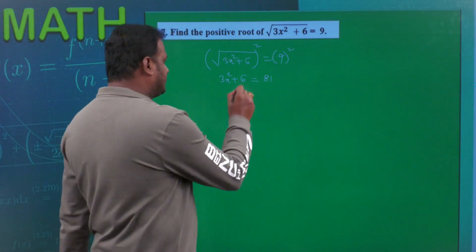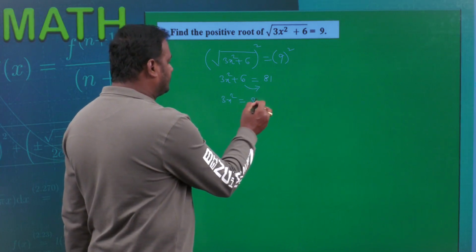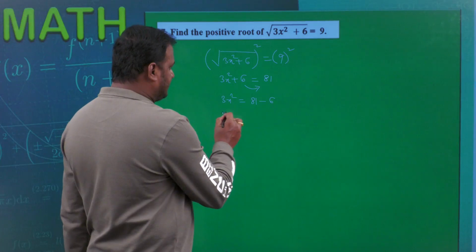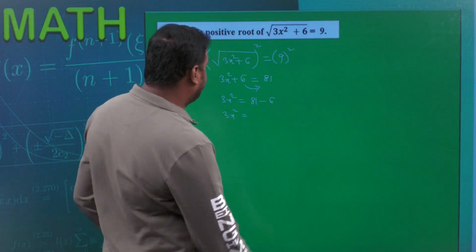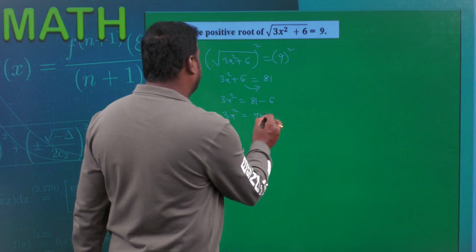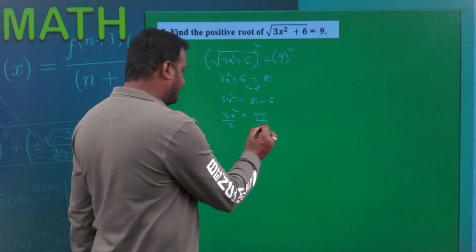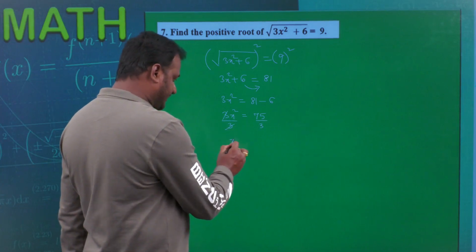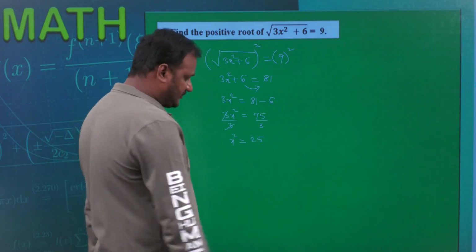Correct? So transpose 6 towards right hand side. So 3x square is equal to 81 minus 6. What is 81 minus 6? 75? Yes, it is 75. 3x square equal to 75, then x square is equal to 75 by 3. So 75 by 3 is equal to what? Is it 25? Yes, 25.